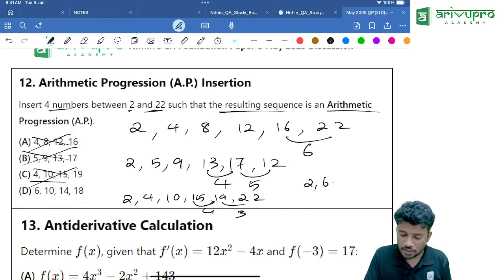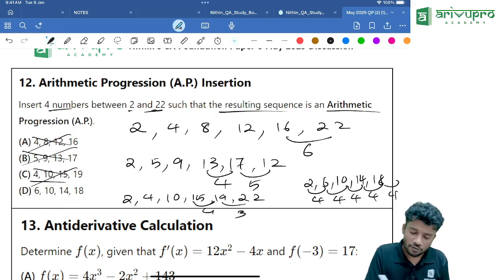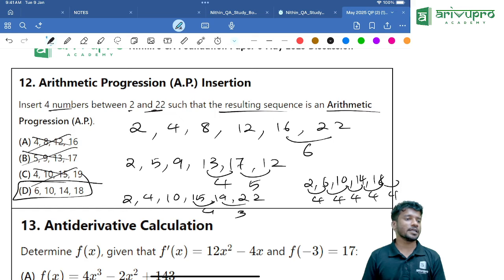Then try the last one: 2, 6, 10, 14, 18. That means the difference is how much? 4. Difference is how much? 4. Difference is how much? 4. 4. And finally 4. The answer is what? Option D.